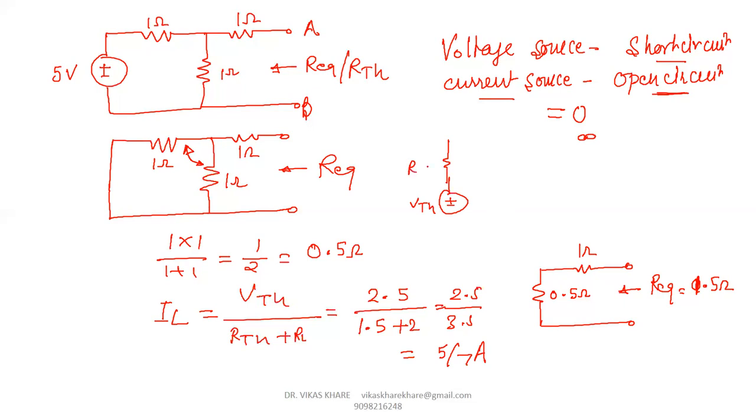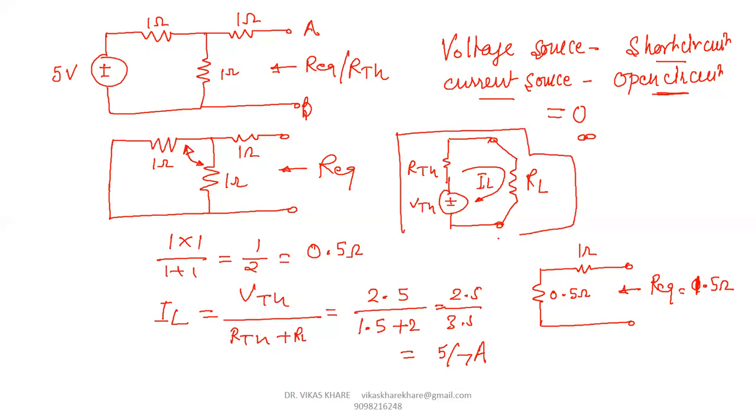So now the equivalent circuit is VTH connected in series with RTH and RL, the load resistance, and the final amount of current is equal to IL. So this is the equivalent circuit of the given numerical in terms of Thevenin's theorem.